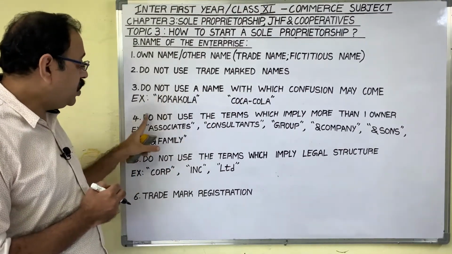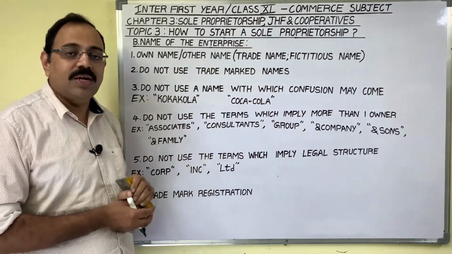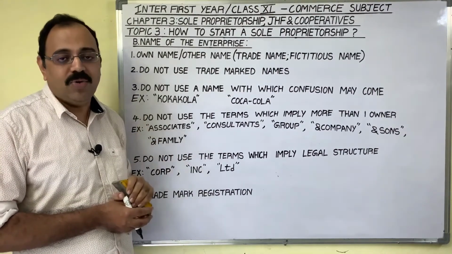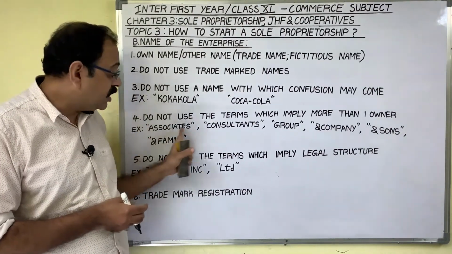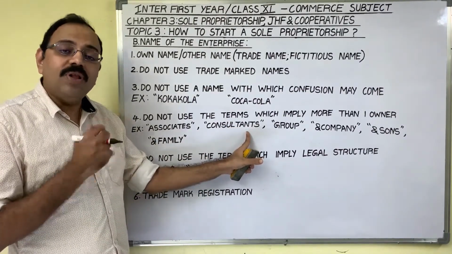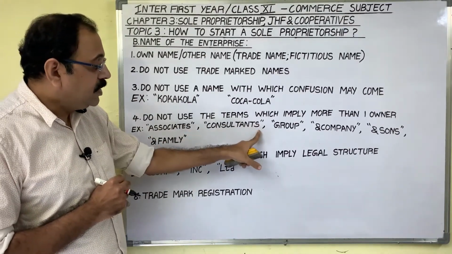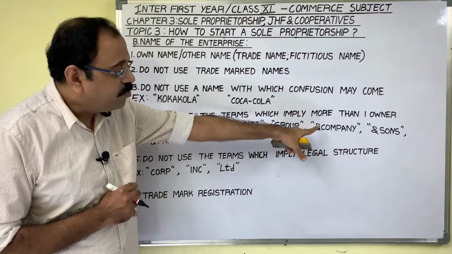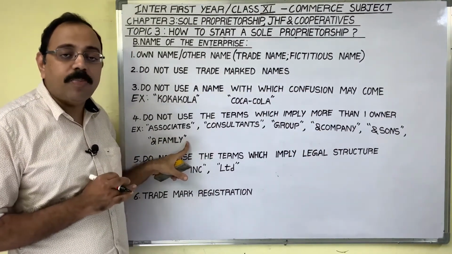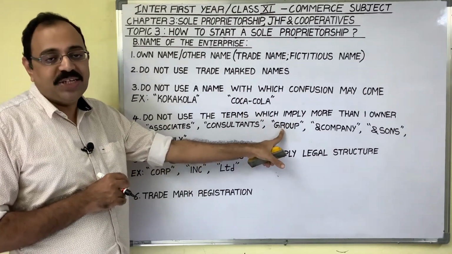The next point is, do not use terms which imply more than one owner. The feature of a sole proprietorship is that there is only one owner. But if you use these terms with your firm name, it gives the meaning that there is more than one owner. The terms are associates, consultants, group, company, sons, and family. So as a sole proprietor, you are prohibited from using these terms in your organization name.